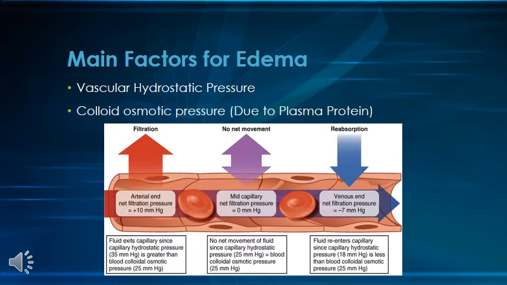Okay, so at the arteriolar end, hydrostatic pressure is more than osmotic pressure. At the venous end, osmotic pressure is more than hydrostatic pressure in the blood vessels. So due to increased hydrostatic pressure at the arterial end, fluids move out from the arteries into the interstitial spaces, and at the venous side, where osmotic pressure is increased as compared to hydrostatic pressure, reabsorption of interstitial fluid back into blood vessels occurs. Okay, so you can easily understand it.